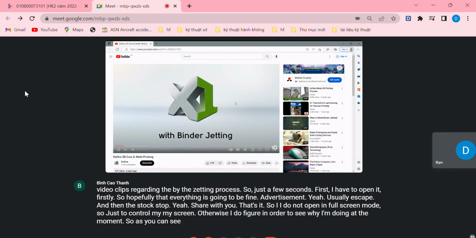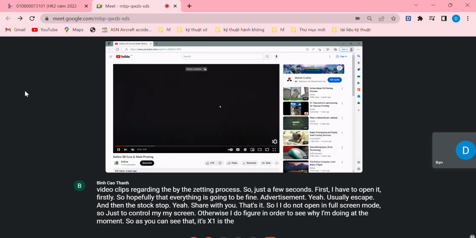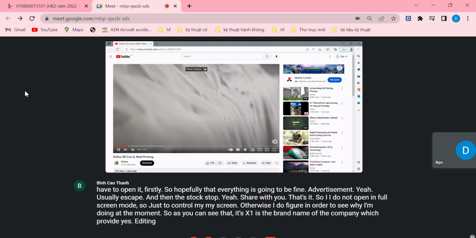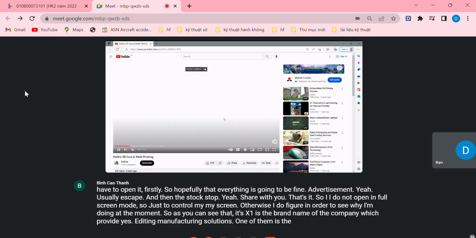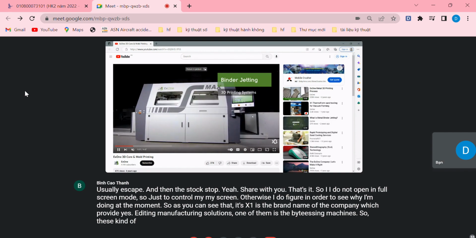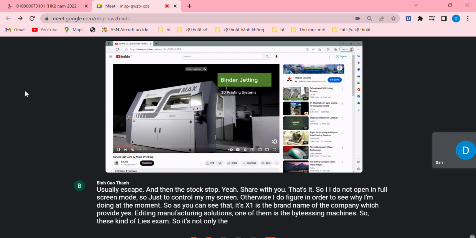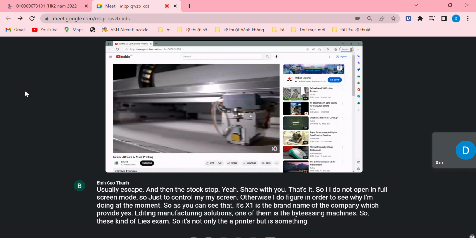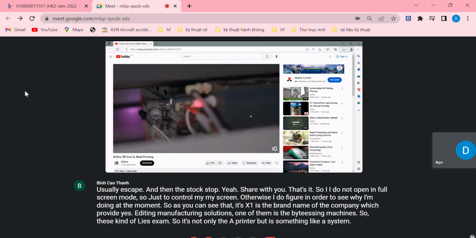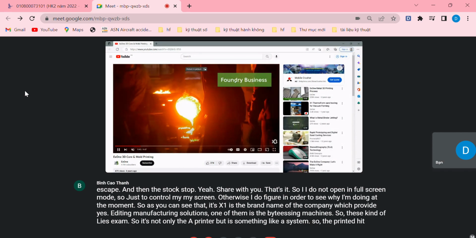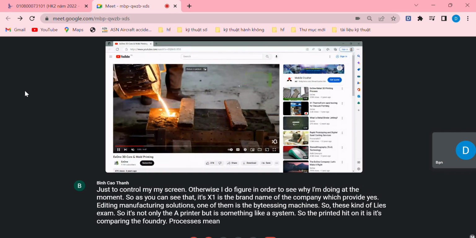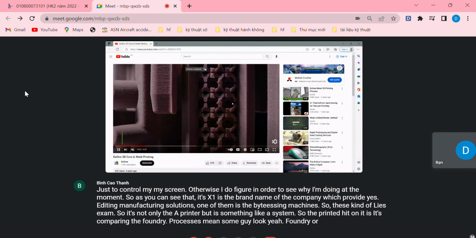So as you can see, X1 is the brand name of a company which provides additive manufacturing solutions. One of them is the binder jetting machines. So this kind of system is not only a printer, but something like a system. So the print head, comparing to the foundry processes, foundry or casting.